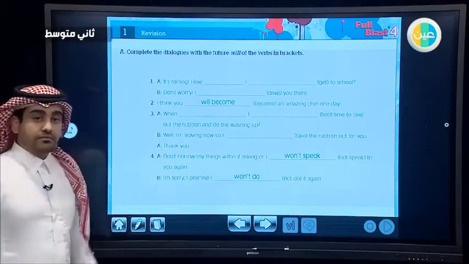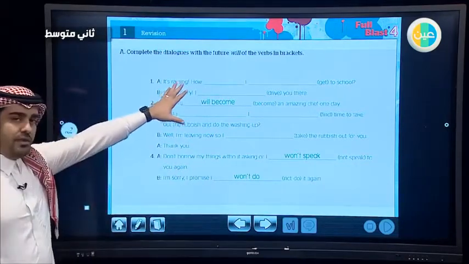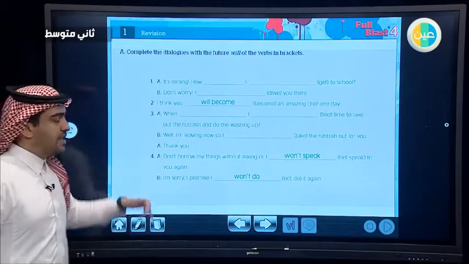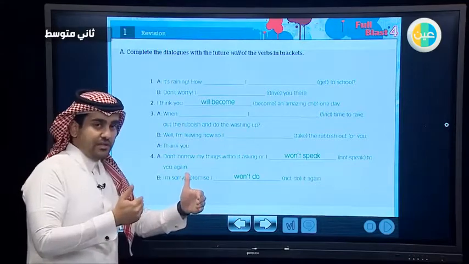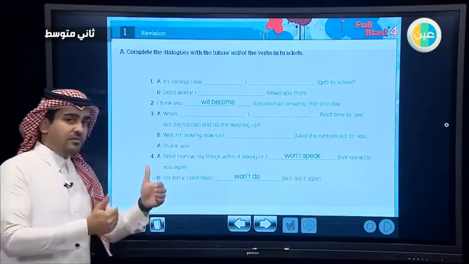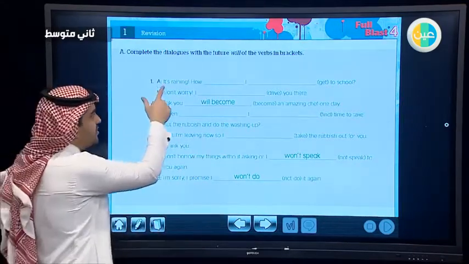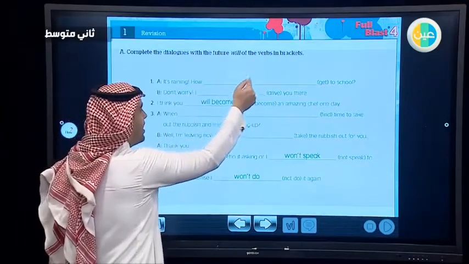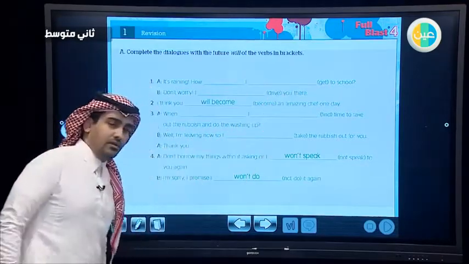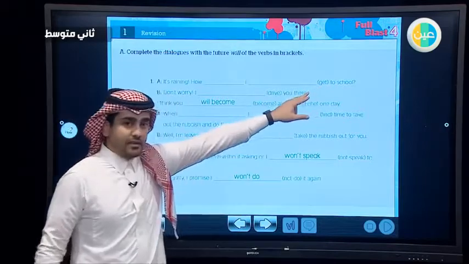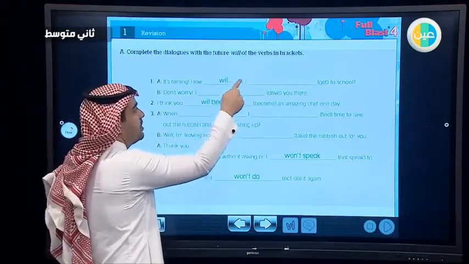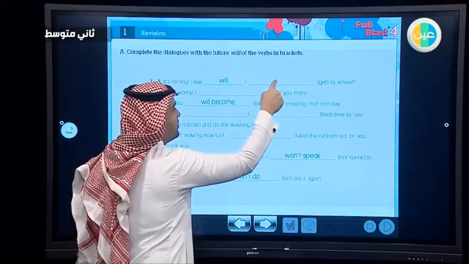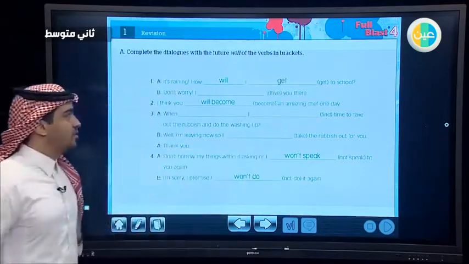Okay? Okay, good. Now let's go back to number 1. This is the question. And we said we flip the subject with the will, so will becomes at the beginning. So here we have, it's raining. How blank I blank get to school? We need to use the verb get. So it's raining. How will I get to school?